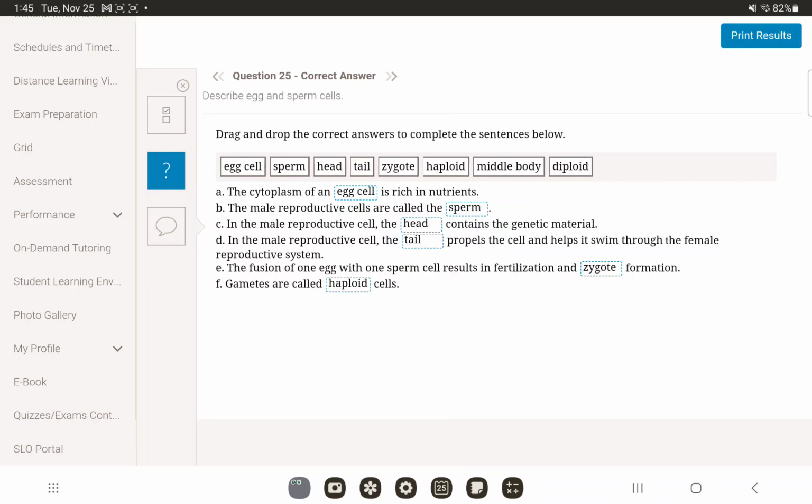Drag and drop the correct answers. The cytoplasm of an egg cell is rich in nutrients. The male reproductive cell is called the sperm, and for female it's called egg cells. In the male reproductive cell, the head contains the genetic material, and the tail propels the cell and helps it swim through the female reproductive system.